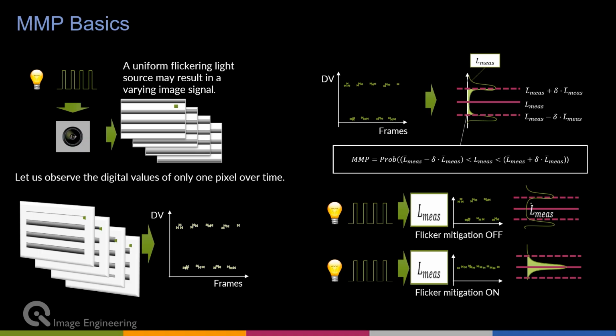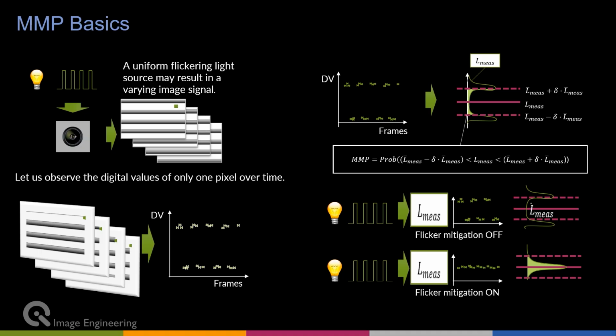MMP is based on the observation of a certain area in the image. So let's assume, or let's observe, a single pixel over time. And if you have some flicker in the image, it will change the intensity to a high and to a low value. Or if you have some bands going through the scene because of flickering artifacts, that will also cause this pixel to get brighter and darker over time.